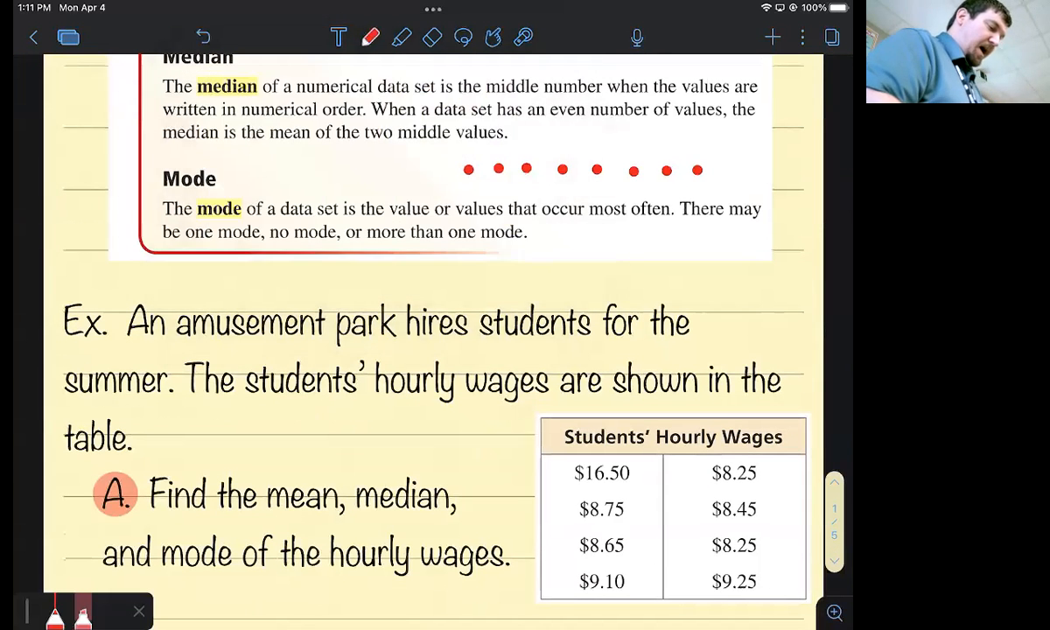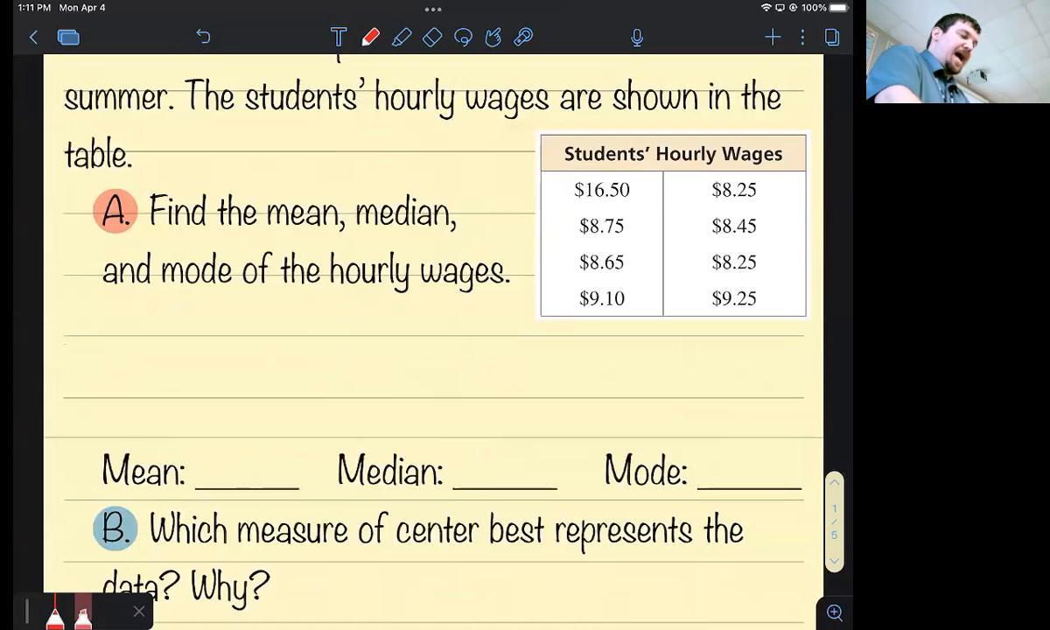Okay, back to it. Find the mean, median, mode of the hourly wages. We'll start by lining them up from least to greatest. Now, you don't have to do that to find the mean or the mode. I think it's helpful though.